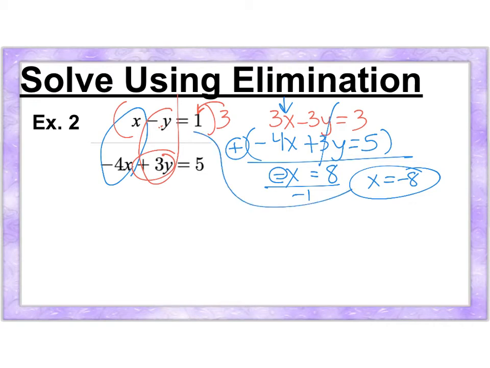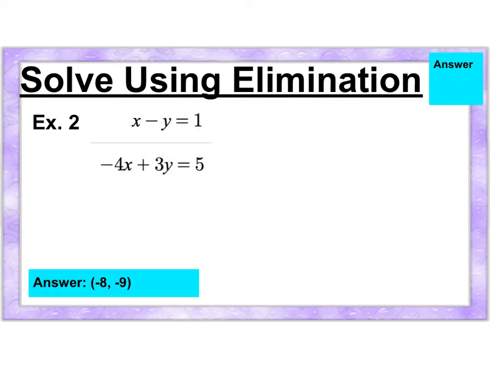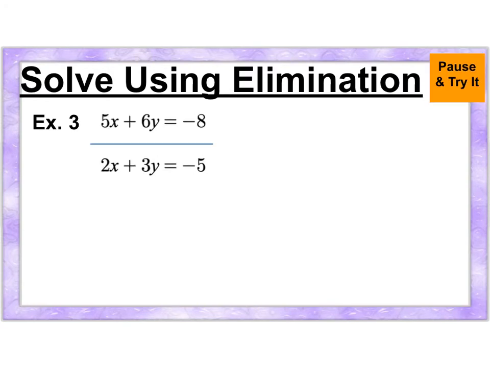I'm going to go into my first equation because it doesn't have coefficients. So I'm going to plug in negative 8 for x, minus y equals 1. Now I'm solving for y, so I'm going to add 8 to both sides, and I get negative y equals 9. Again, divide by negative 1, and y equals negative 9. My final answer, when I put it together for a point, is negative 8, negative 9. There's my answer.